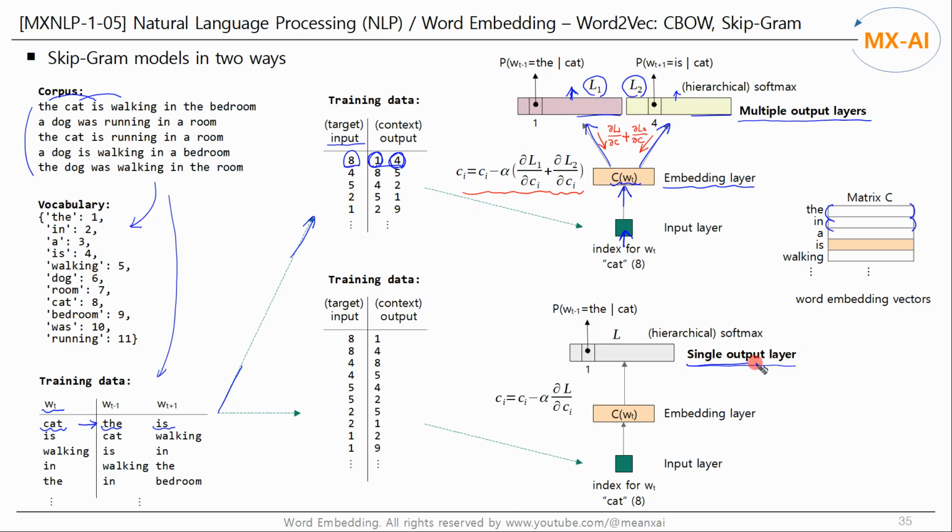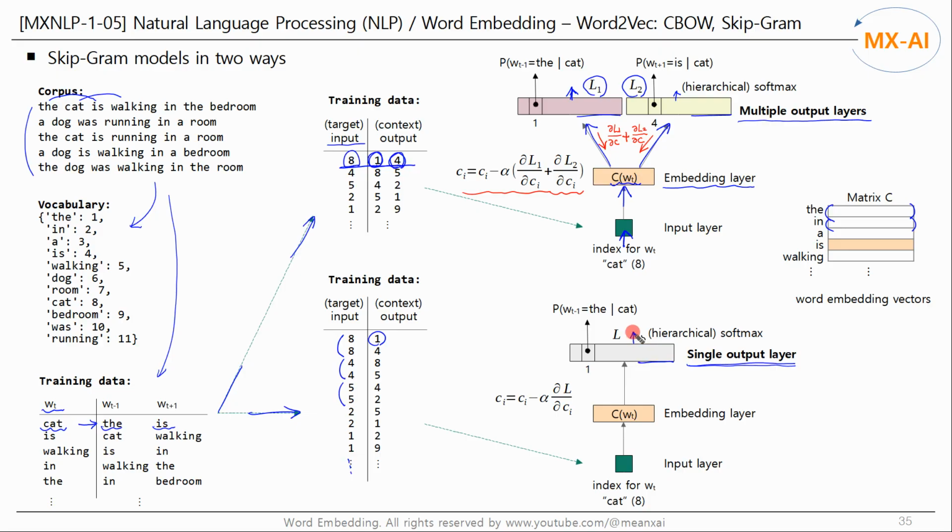Next, let's look at a model with a single output layer. This time, let's create a training dataset as follows. This dataset has a single desired output. Each data point above is split into 2 data points as follows. The number of training data points is doubled. Then this model only needs 1 output layer.